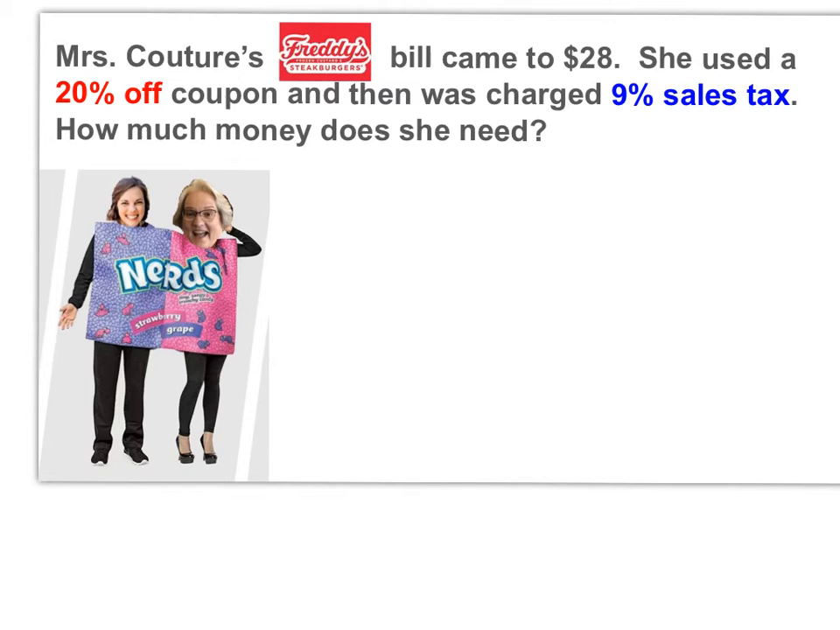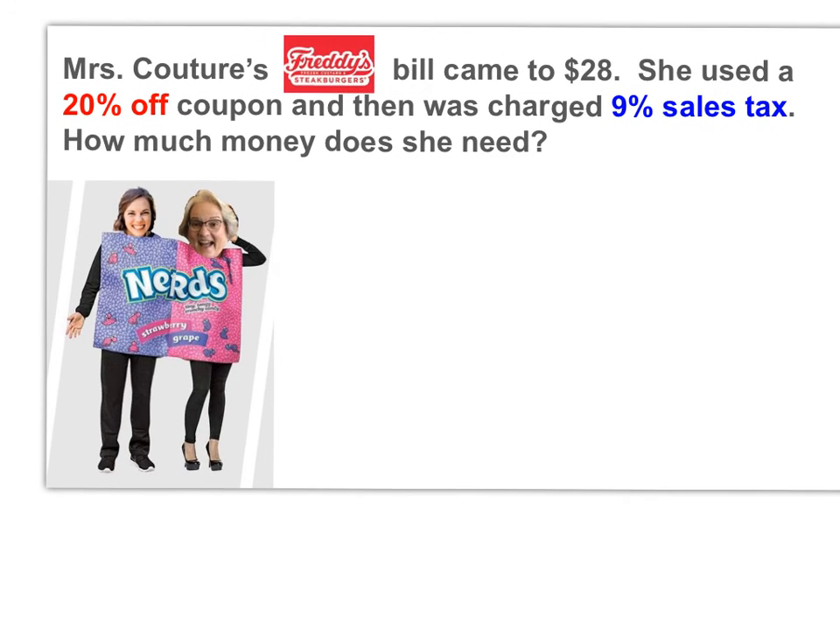All right, in the third problem, Miss Couture is at Freddy's and her bill comes to $28. She used a 20% off coupon and then was charged 9% sales tax. So it's going down a little bit and then up a little bit. And order matters here. She's going to get a discount on the food and then get charged tax on the new amount. So she won't be charged tax on a $28. She's going to be charged 9% sales tax on some number that we don't know yet. So let me draw you a picture of this one.